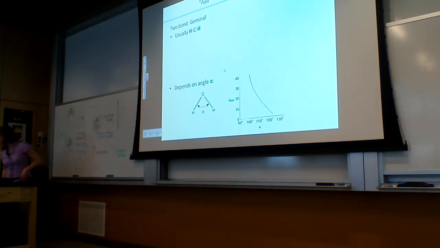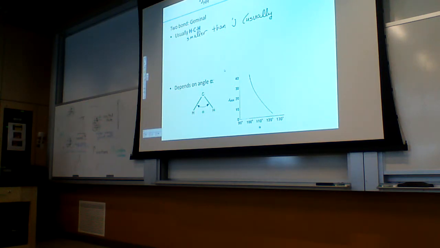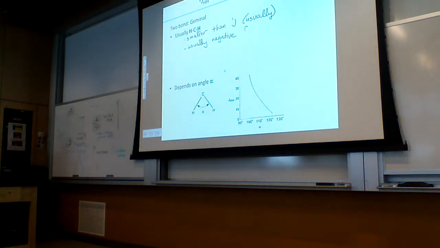In this case we have a small J value. It's usually smaller than J1. So your 1-bond coupling is usually negative for hydrogen.